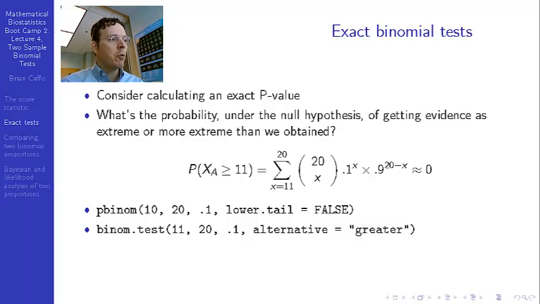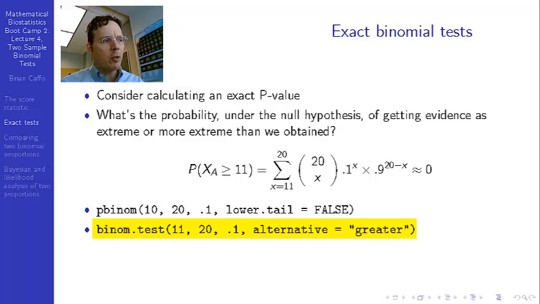And then if you want to avoid this discussion, you could just do binom.test and say, well, we had 11 successes out of 20 trials, and we want to test the hypothesis that it's 0.1, and I want my alternative to be greater, and binom.test does it. binom.test is maybe a little bit nicer to use because it actually also gives you the exact confidence interval.